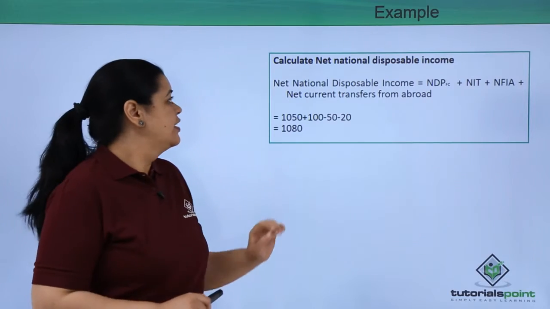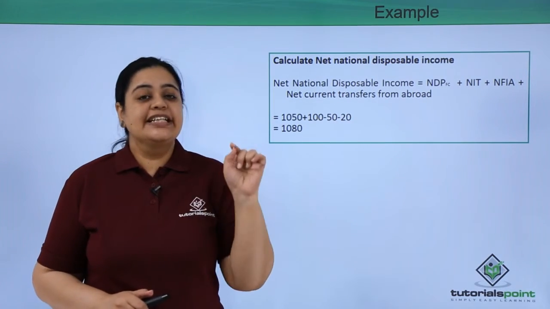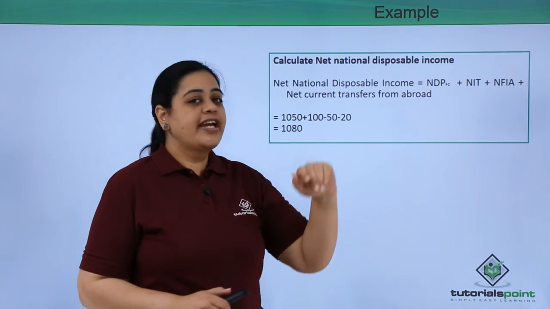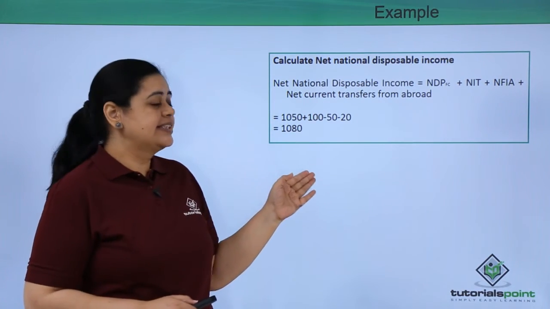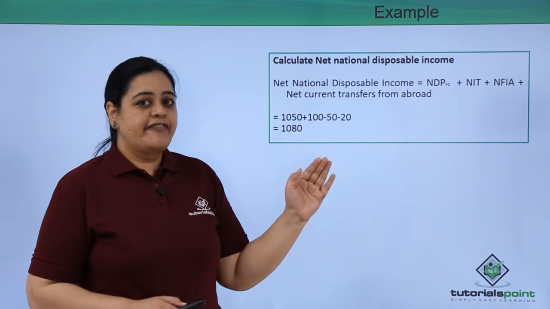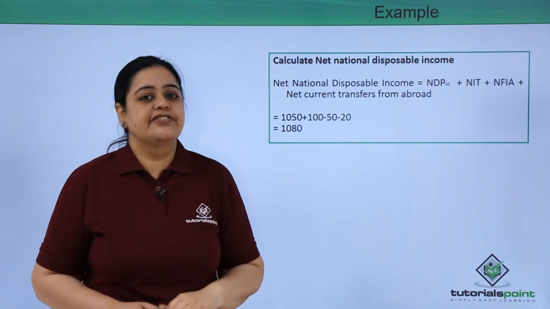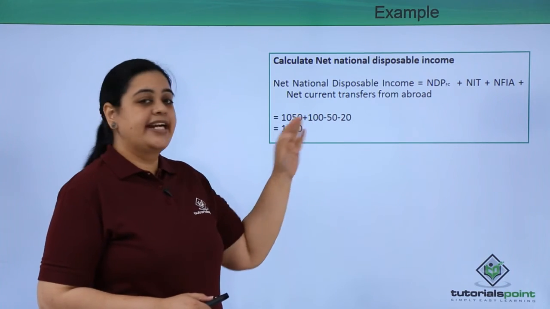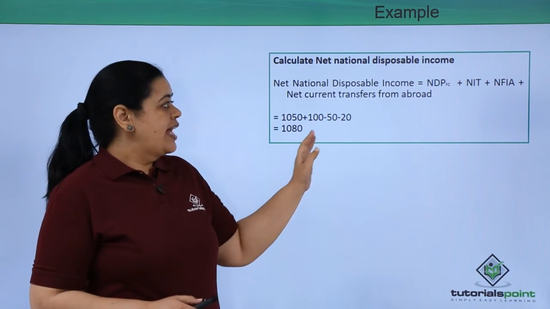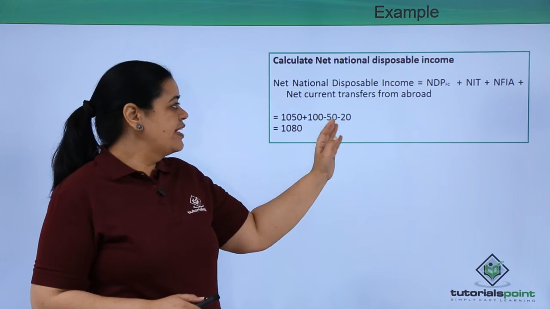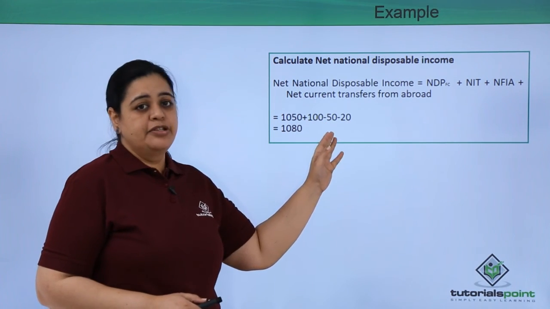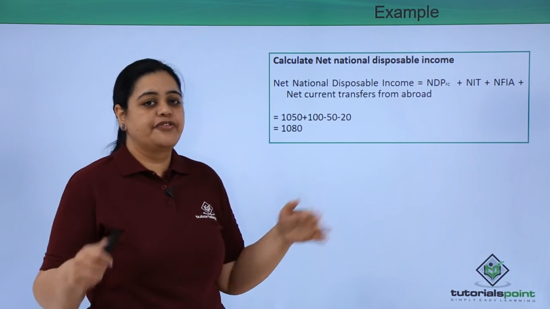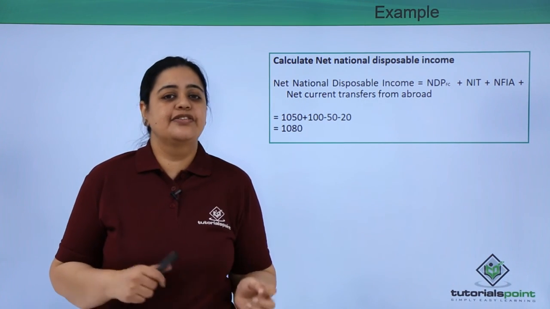So if I have to calculate the net national disposable income, it would be NDP at factor cost plus NIT plus NFIA plus your net current transfers from abroad. Now we have been given 1050 as the NDP at factor cost. We will add the NIT, then we will add NFIA, which is a negative number. So we are doing a minus 50 and a minus 20. If you calculate that, you will get 1080.